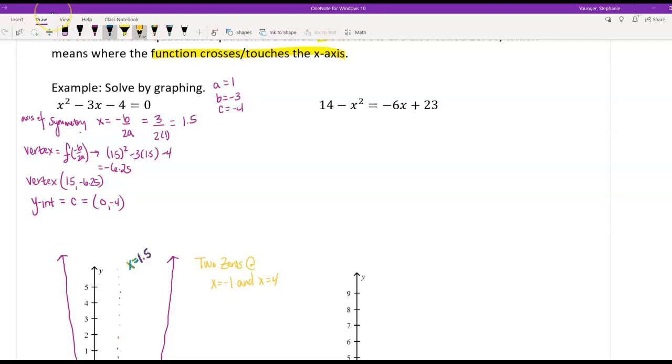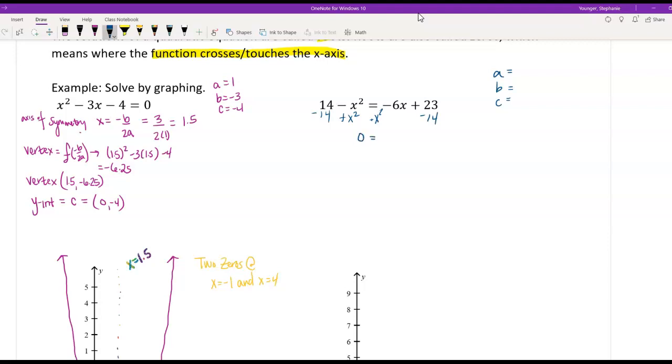So let's go on to this next example. We have A, B, and C. However, notice right now we do not equal 0, so we need to make sure that one side does equal 0. Right now I'm sitting with that negative x squared. I don't know about y'all, but I don't care for a negative x squared unless I absolutely need it. So let's go ahead and we're going to add x squared to both sides. And we're going to also subtract that 14.